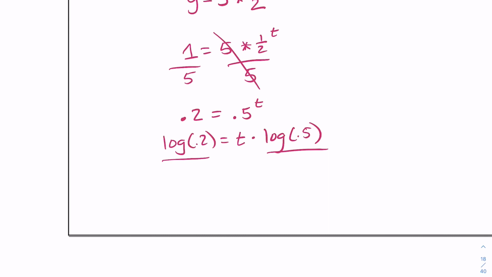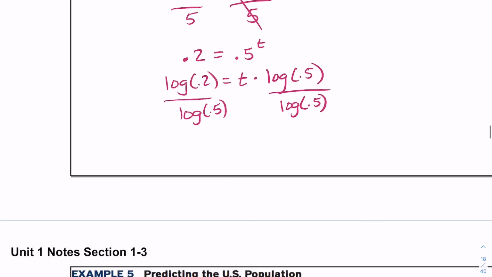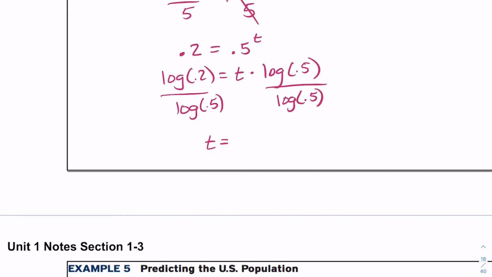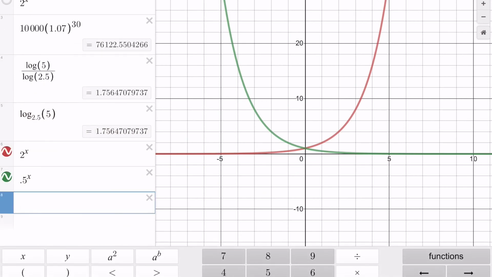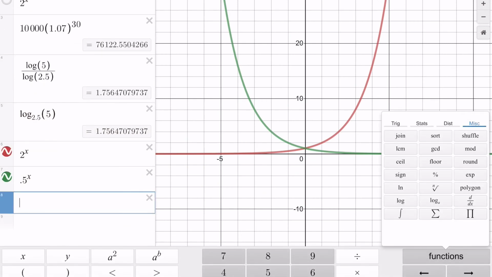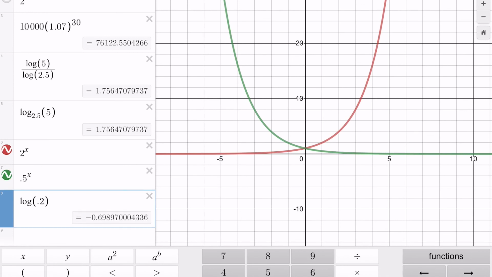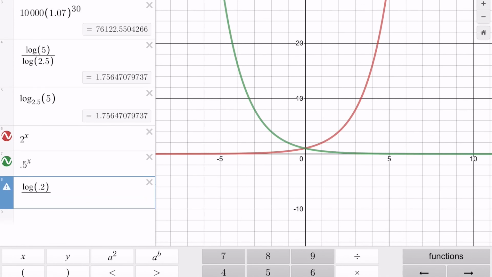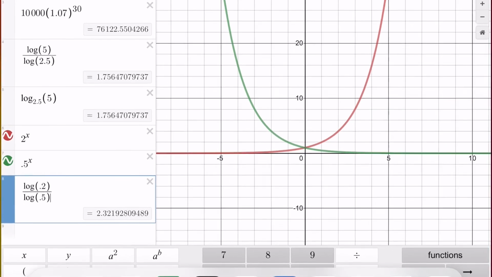And I divide both sides by log of 0.5. And I get t is equal to log of 0.2 over log of 0.5. Remember, I could use the shortcut for this one. 2.3219.